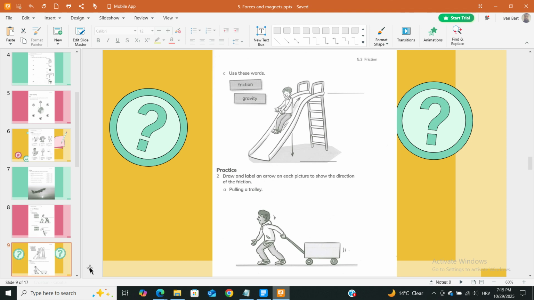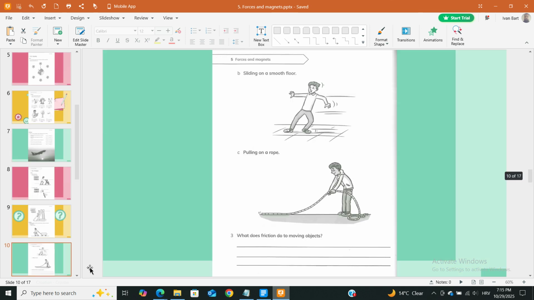A. Pulling a trolley. 5.3 Friction. 5 Forces and magnets. B. Sliding on a smooth floor. C. Pulling on a rope. 3. What does friction do to moving objects?